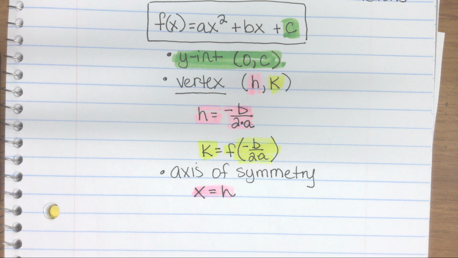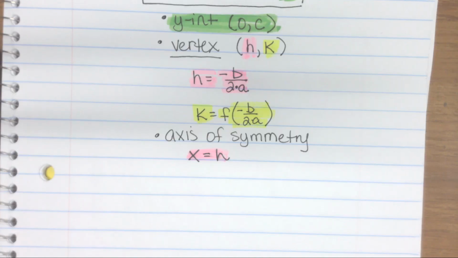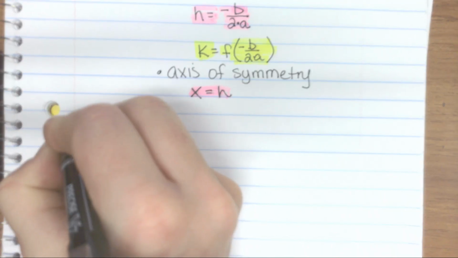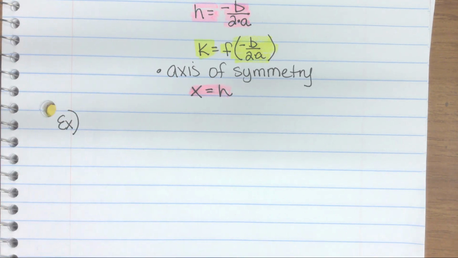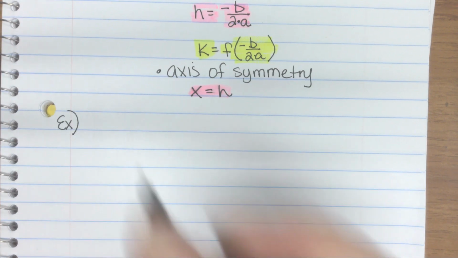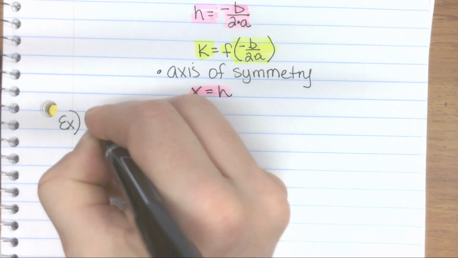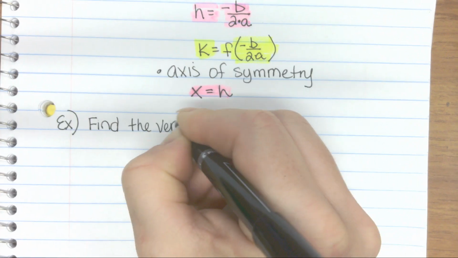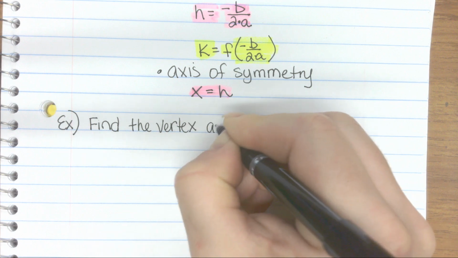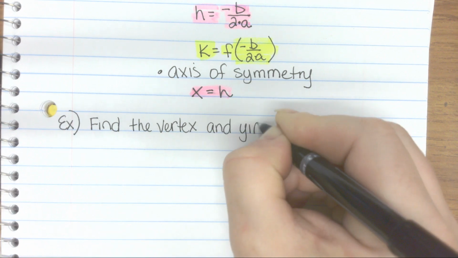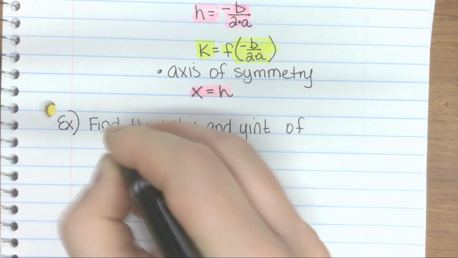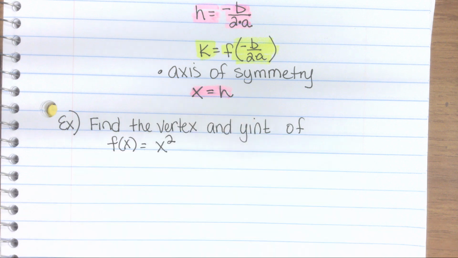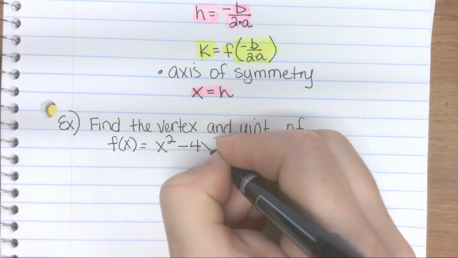Let's try it out then. We're going to find the vertex and y-intercept of f of x equals x squared minus 4x plus 8.